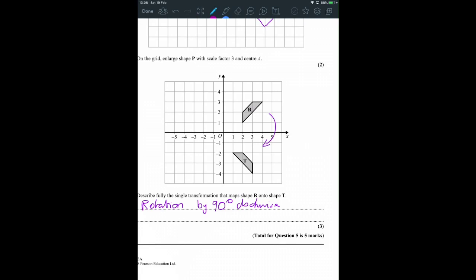And finally we need to find the center. Now center you kind of have to do by eye. Most of the time it's a nice position. And here you can check with tracing paper, but the center is 0, 0.